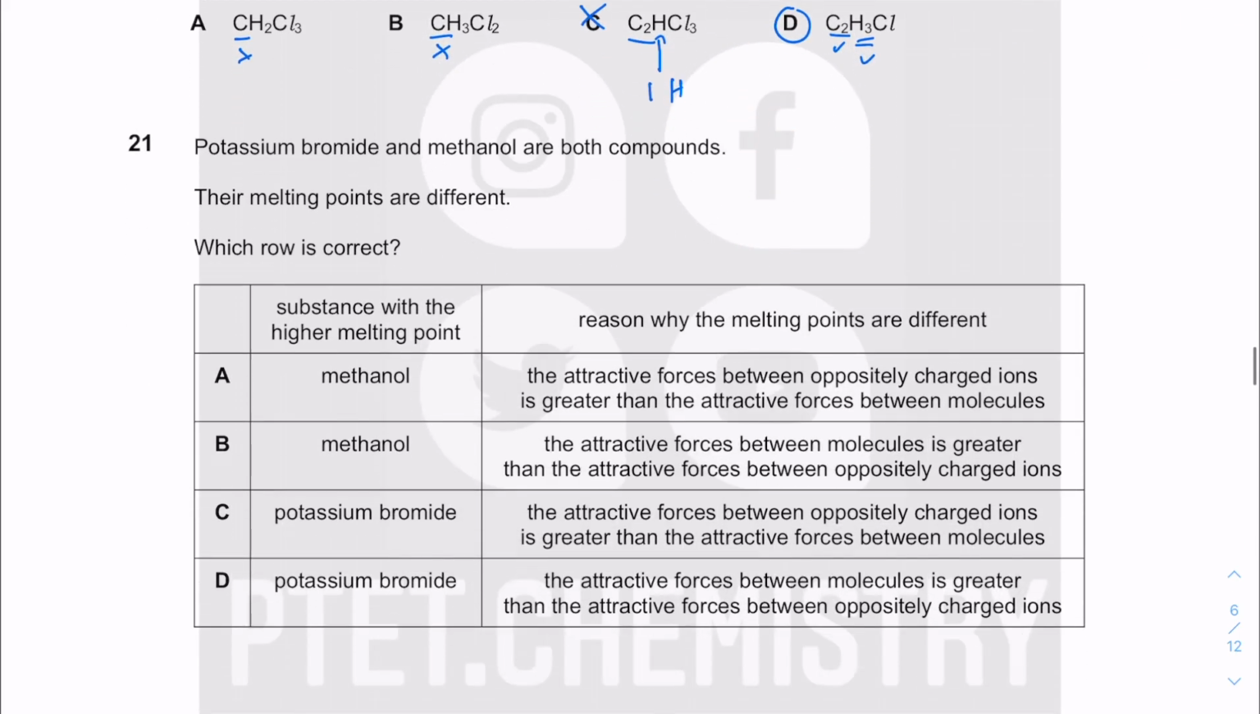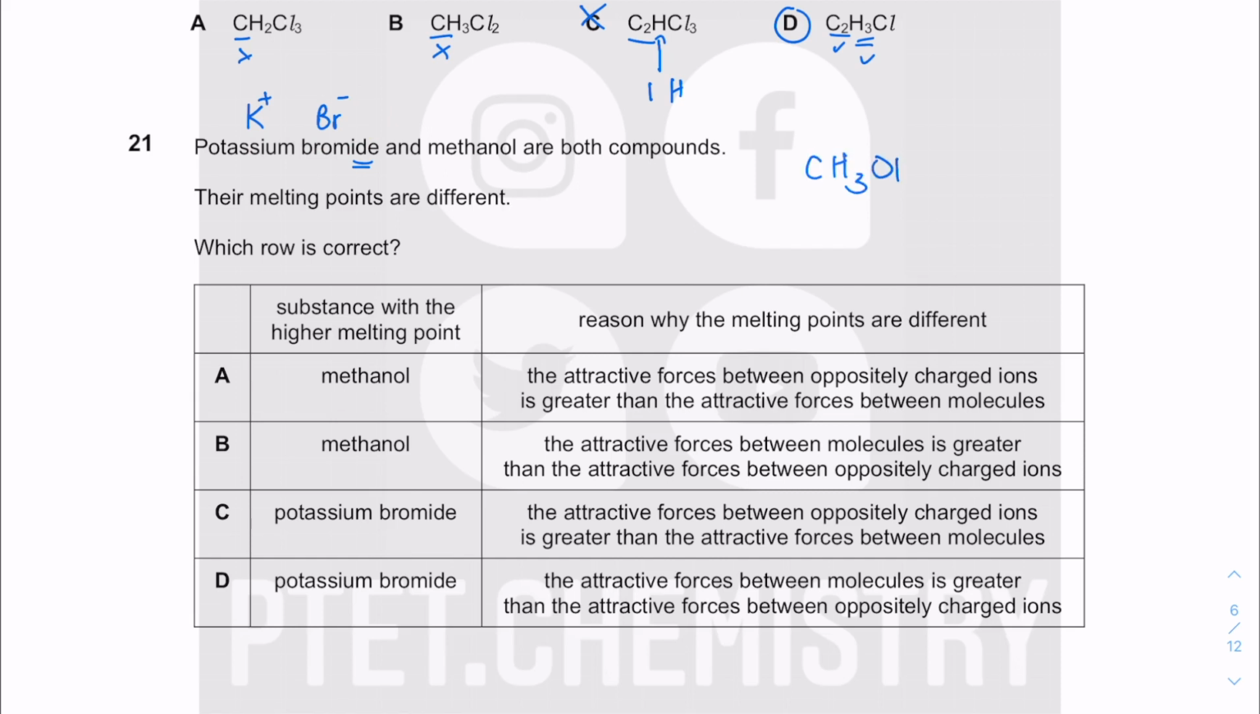Question 21. So potassium bromide. Potassium is K. Bromine gives you the bromide ion, and the fact that you have a group 1 metal and a group 7 non-metal is why you get this giant ionic structure that forms an ionic bond between the oppositely charged ions.